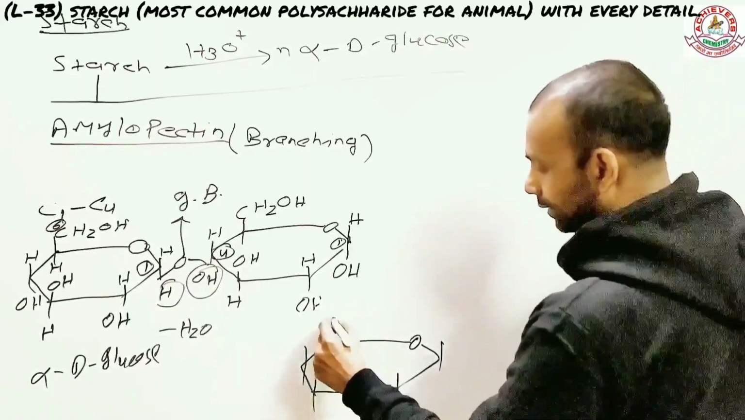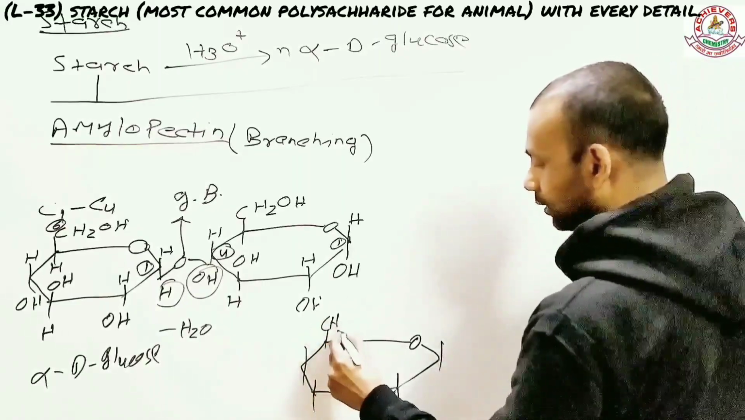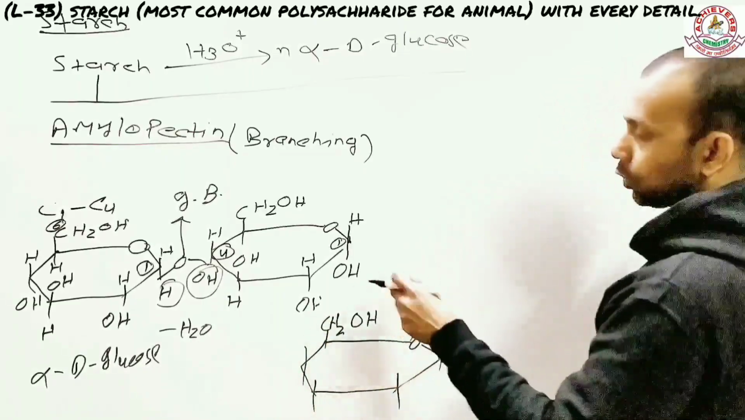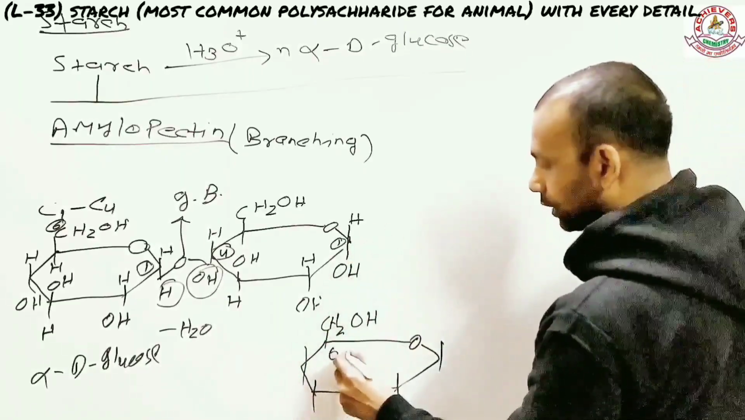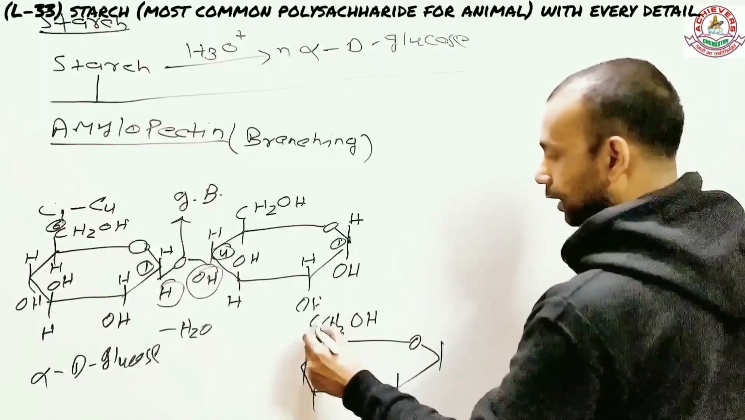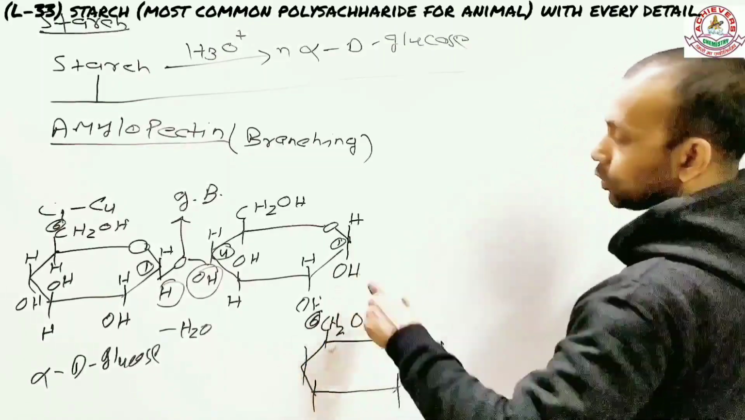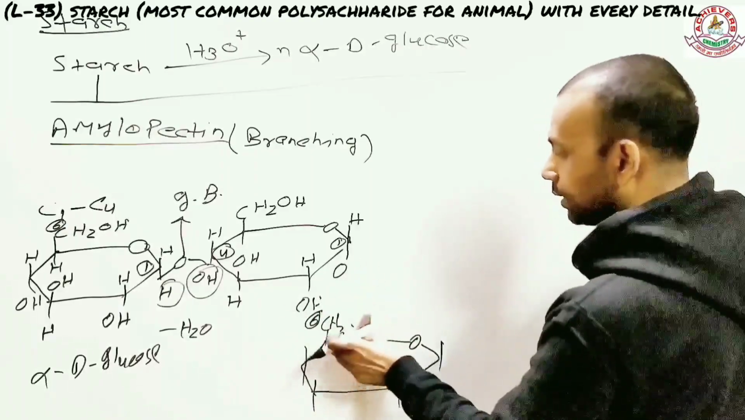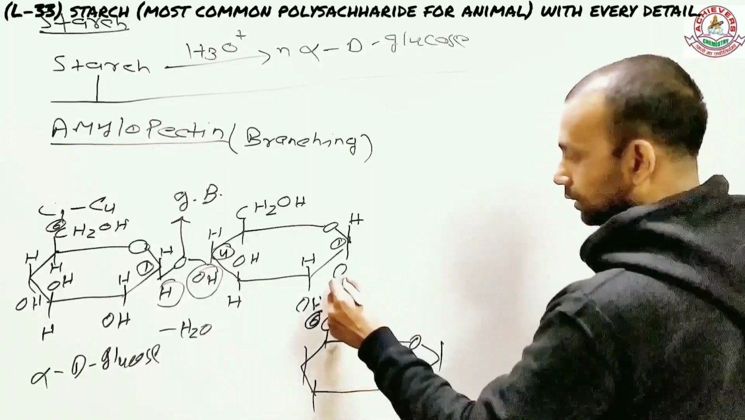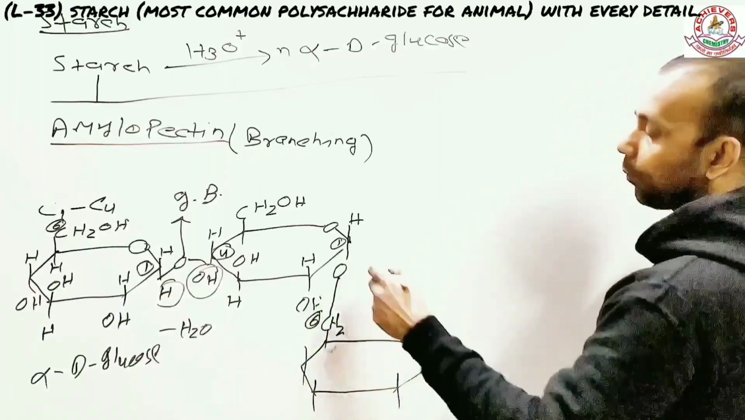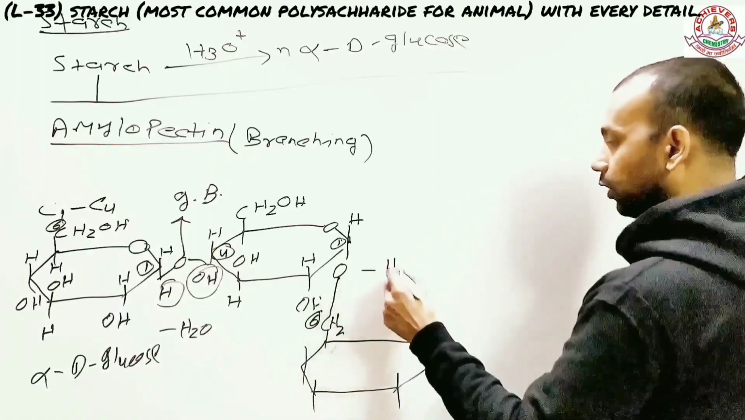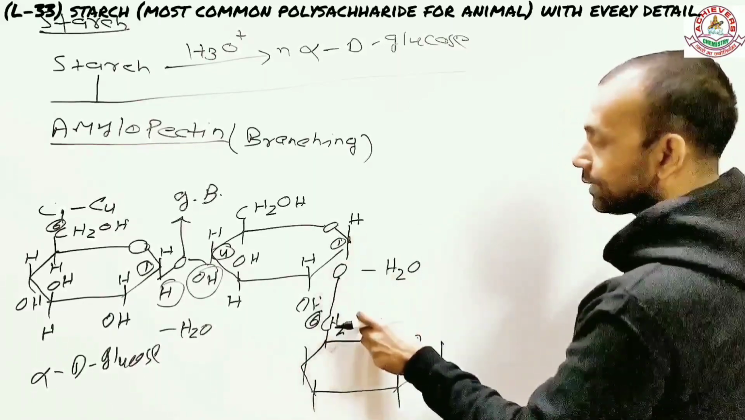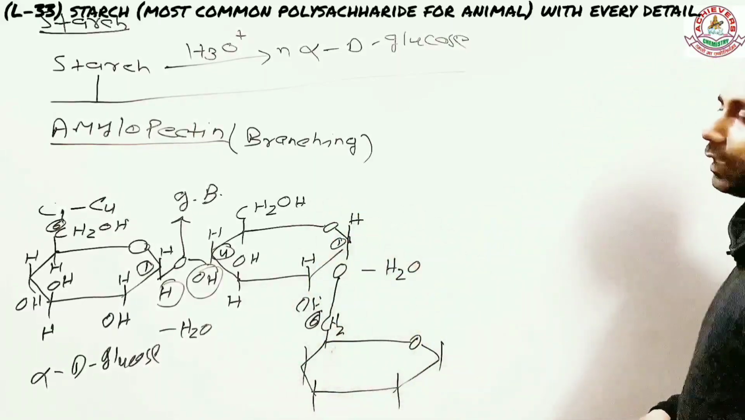Now concentrate here on this sixth carbon. So this is your sixth CH2OH. So this is your first carbon and that's your sixth carbon. This is your sixth carbon, this one. So what happened? Again, right from here, a bond is developing between C and O, and during that, a water molecule also comes out. So there is the bond between first and the sixth, and this results in formation of the branching in the amylopectin.